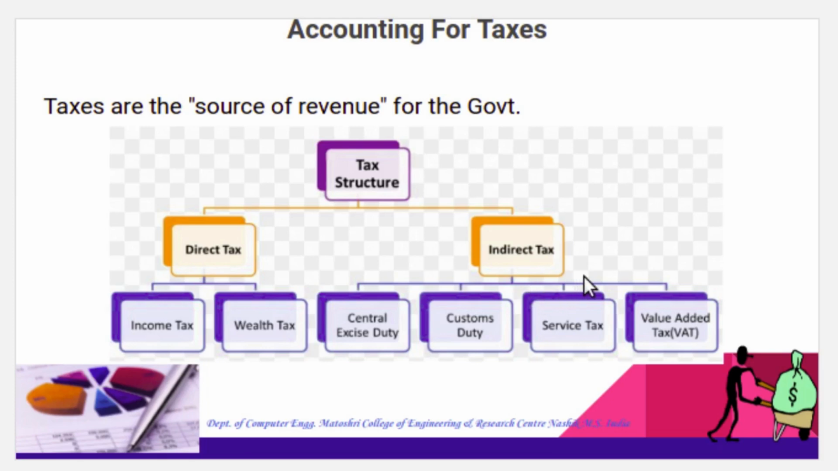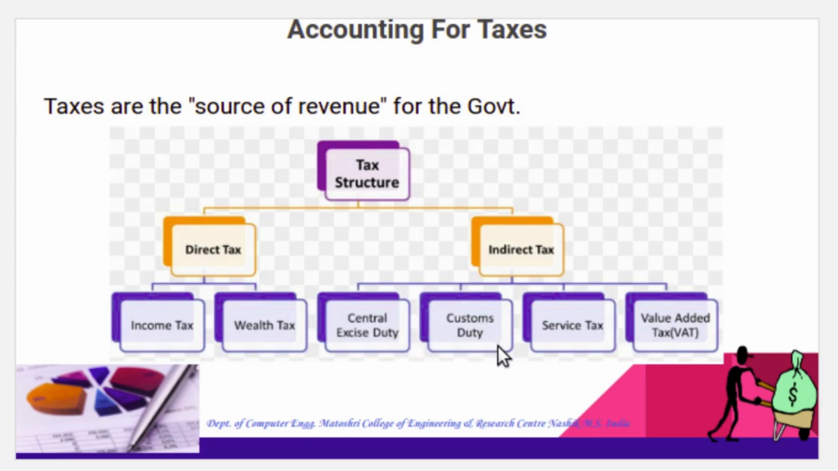Earlier, indirect tax meant paying more than the actual price of a product that was going to be bought or a service acquired, and there was a myriad of indirect taxes imposed on the taxpayer. Let's discuss what these indirect taxes are. First one is the custom duty.